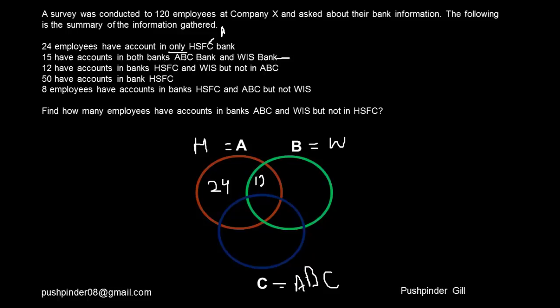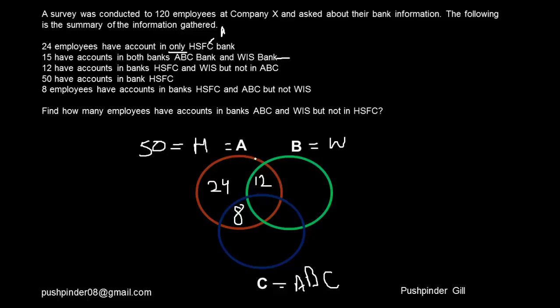Right, so the next is 50 people have accounts in HFSC. That means this whole is equal to 50. And then what is it saying? 8 people have accounts in HFSC and ABC, but not WIS. HFSC and ABC, but not WIS. So that is equal to this area. And this area, how many people are there? 8 people are there.